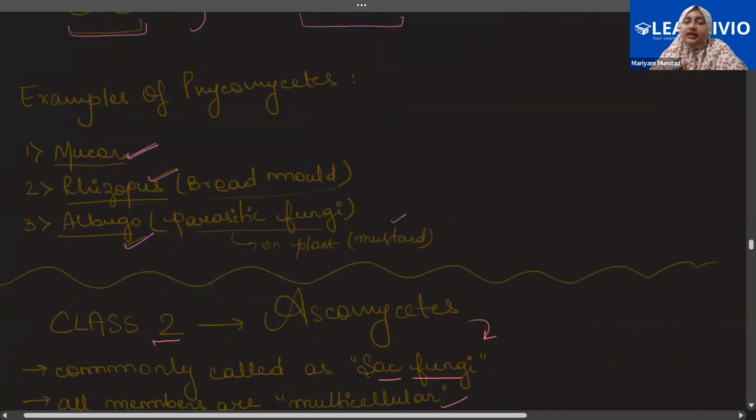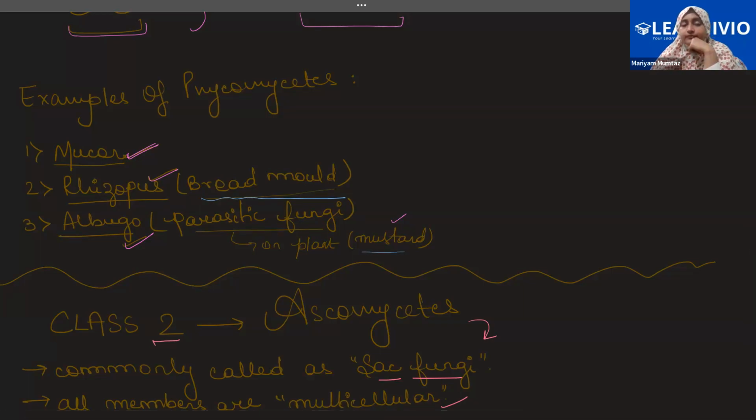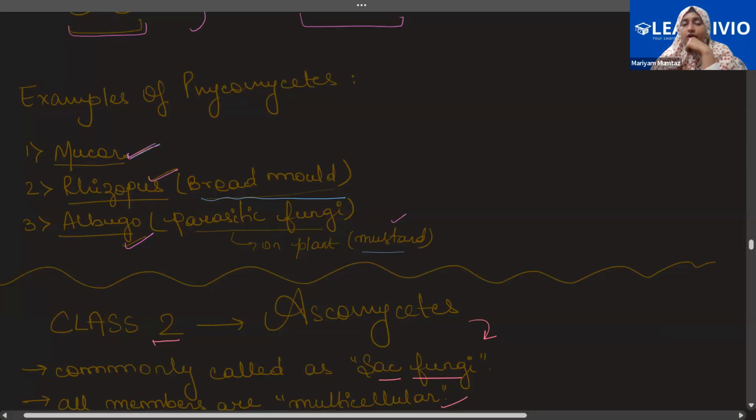Now talking about the examples of Phycomycetes, there is mucor, rhizopus and albugo. Now, rhizopus is commonly known as bread mold. This is the fungus that is present on the bread that has stained. And albugo is a parasitic fungus and it is a parasite on the mustard plant. So mucor, rhizopus, and albugo, these are the examples of phycomycetes.